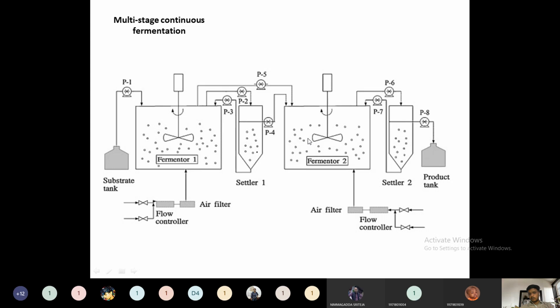Whatever unconverted and toxic products are there will be converted using some other type of bacteria or microorganisms. The substrate from fermenter 1 will be converted in fermenter 2. Then it will be sent to settler 2, where the final desired product will be collected in the product collection tank. So this is about the multi-stage fermentation process, or we can say the continuous fermentation process.